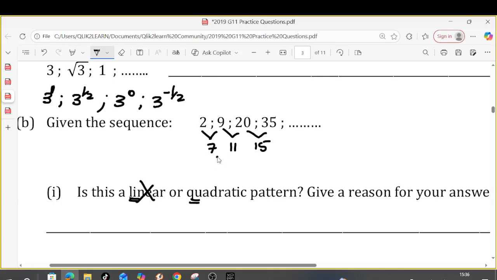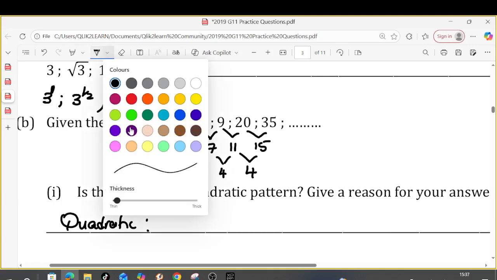We keep finding the difference. 11 minus 7 is 4, 15 minus 11 is 4. Is this a quadratic pattern? Yes. What will be the answer? The answer will say quadratic. What is the reason? This is how I need you to write your reason. You're going to say this is quadratic.